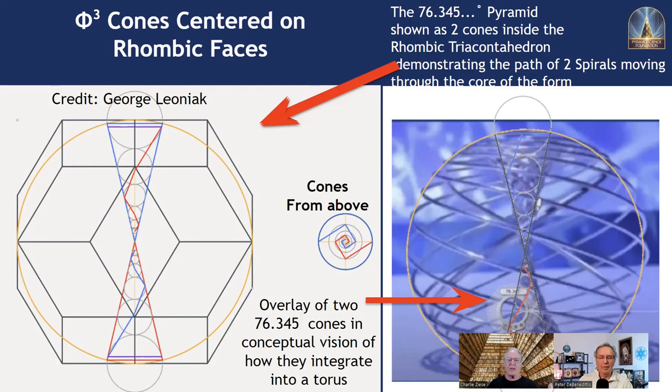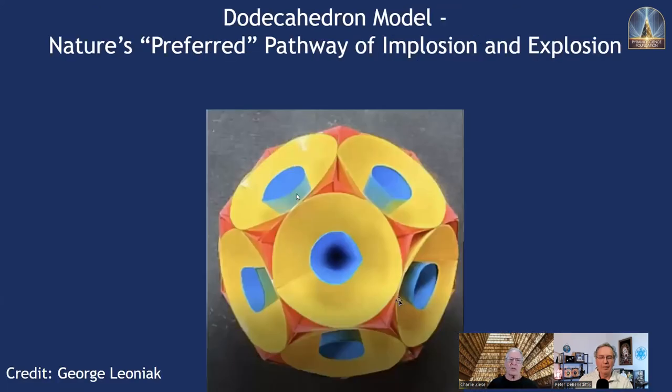So we see all these things come together. Here's what I'm calling a preferred pathway of implosion and explosion. Those little blue circles that you see there, this is the geometry of this explosion pathway of the platonic solids and fractals.